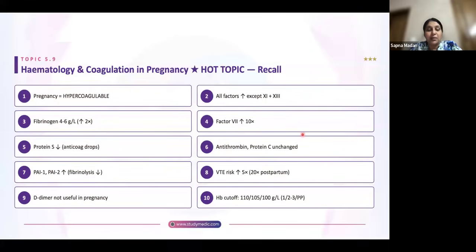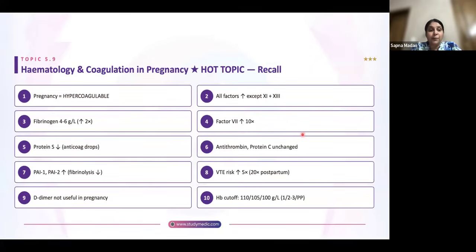So pregnancy is a hypercoagulable state. All factors except factor 11 and 13 will increase. Fibrinogen will increase 2 times. Factor 7 will increase 10 times. Protein S is an anticoagulant. It will drop. Antithrombin and protein C remain unchanged.